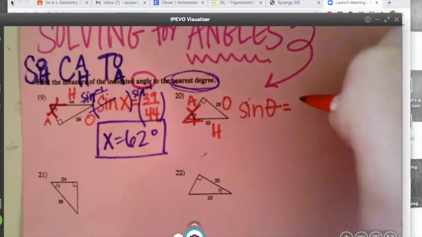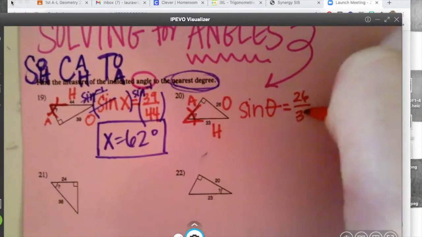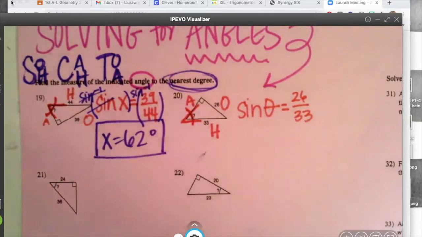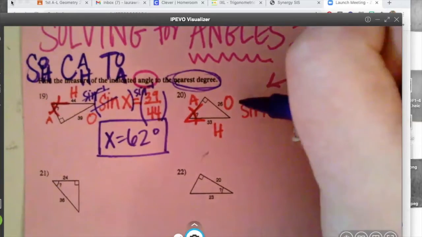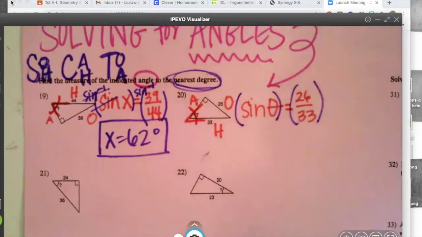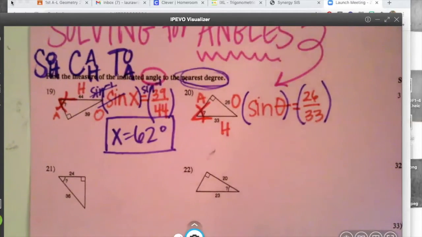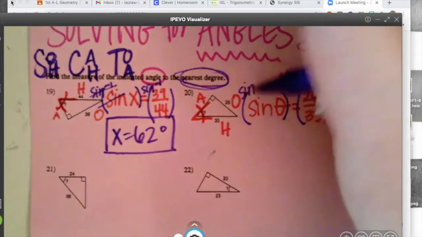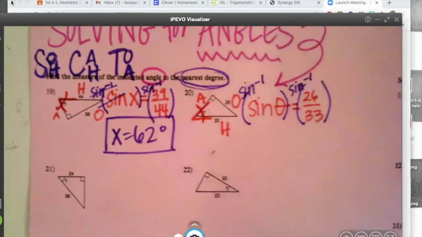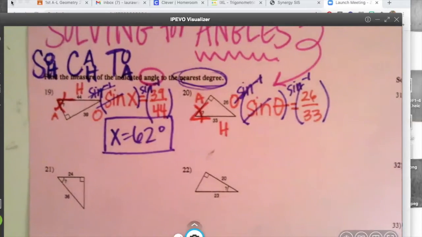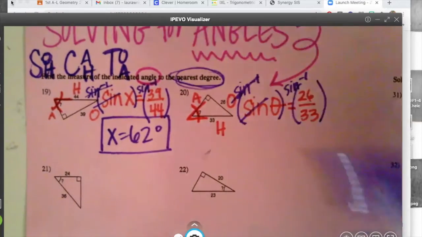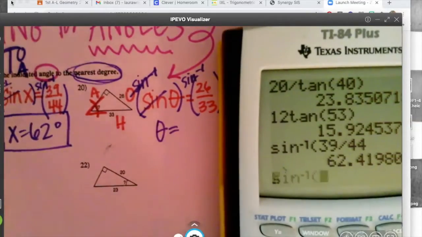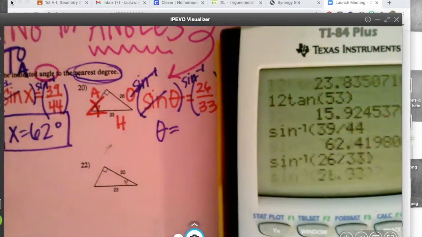We set up our opposite over hypotenuse fraction. And yeah, I got those right. And then we take the inverse. Okay, now when you're doing this on your own, you don't necessarily have to write all this down, but because this is our notes, this is our practice that we're doing together, I'm writing down every single step. So this cancels with this. That's why we write it that way, to show that it cancels. And then theta is equal to inverse sine of 26 over 33. Type it in. There it is.